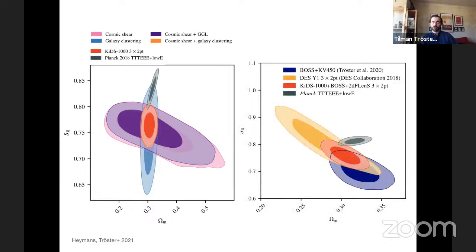We can compare that to what other surveys have found. So for example, here in yellow is the DES Year 1 3x2-point result. You see we're in very good agreement with them. But also Planck, and there the agreement is a bit less good.